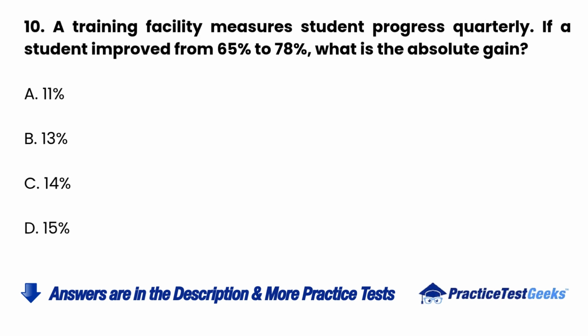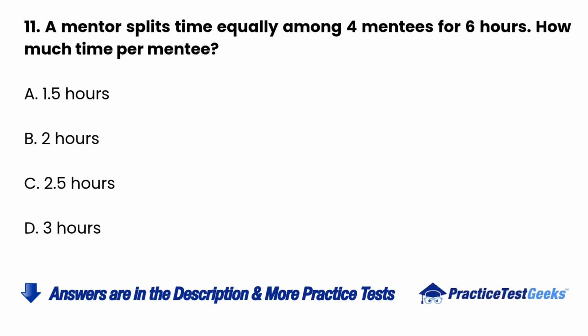10. A training facility measures student progress quarterly. If a student improved from 65% to 78%, what is the absolute gain? A. 11%. B. 13%. C. 14%. D. 15%.